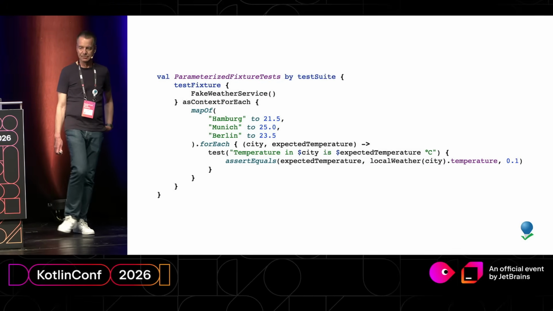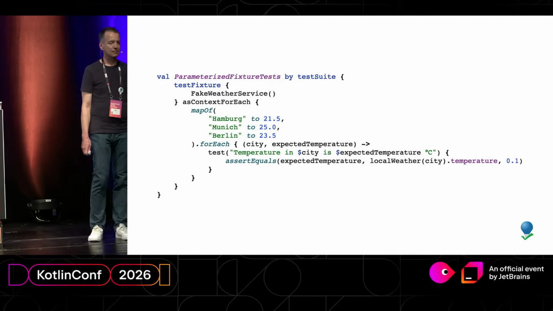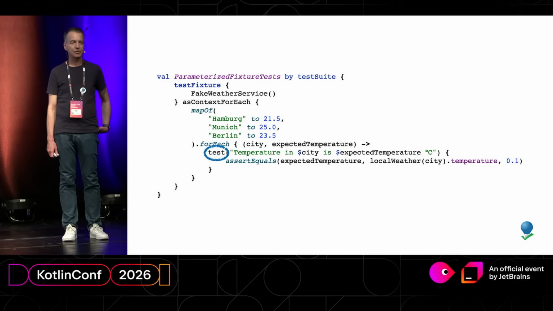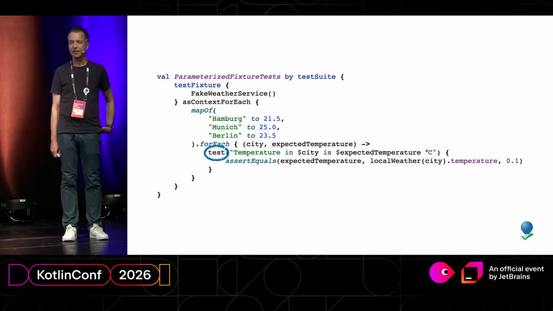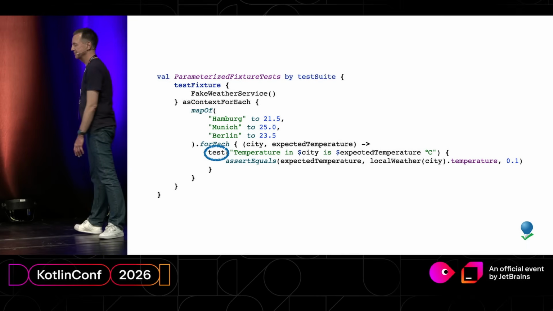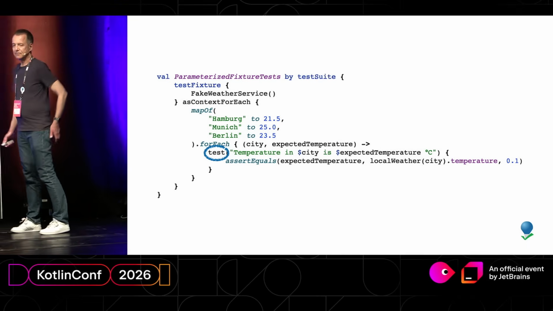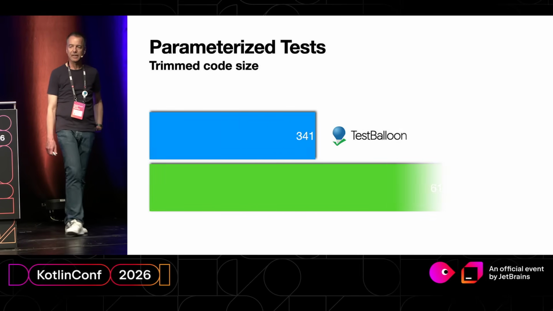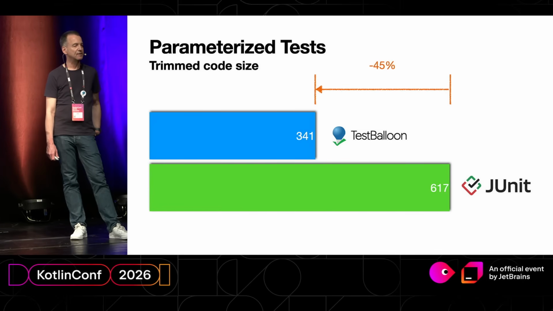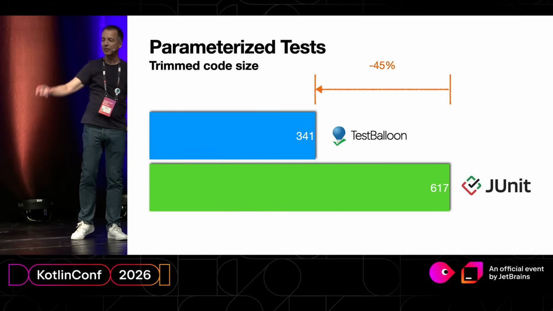In TestBalloon, nothing has really changed. We invoke that test function at some point, and the rest is just plain Kotlin, right? The rest we've seen before. We have the test fixture, we have as context for each, and if we put these tests in a loop, nothing really changes. What do we gain in terms of code size? We're now at 45% less than what we need with JUnit, and we don't have this crazy data flow.